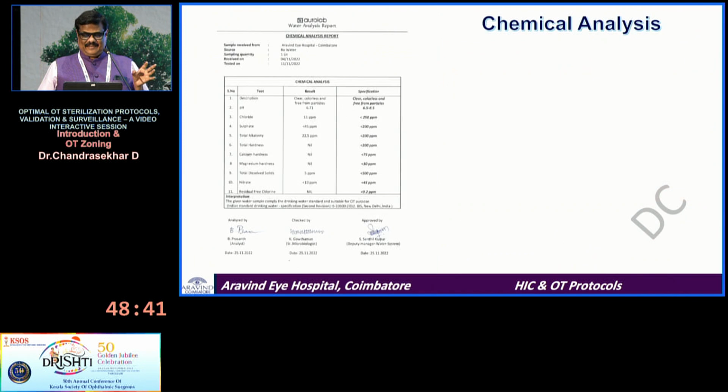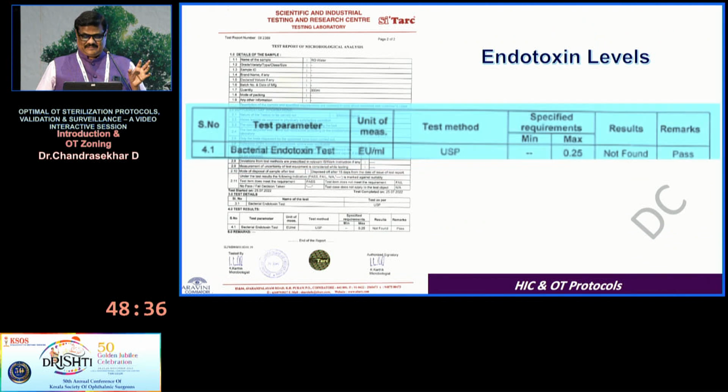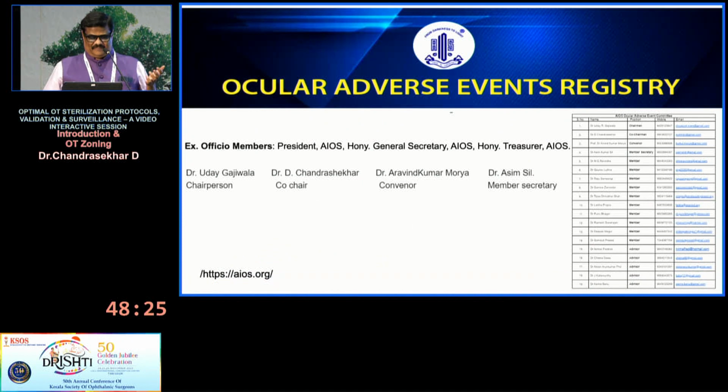These are the reports we collect periodically, and the chemical analysis we get to make sure that the water is good. The endotoxin level should be within acceptable limits. Recently, a few months back, we had a cluster of TASS, and we found that endotoxin was very high in some kind of IOLs. The AOS has formed an adverse event committee and registry. So there is a committee for this with a mixture of all sorts of microbiologists, even a legal expert. If there are any problems, it could be TASS or it could be endophthalmitis, which is a cluster, you can report. The AOS team will support you, and if necessary they will also give legal support.